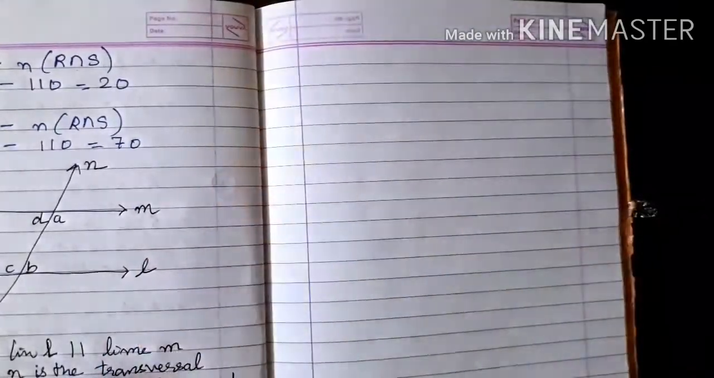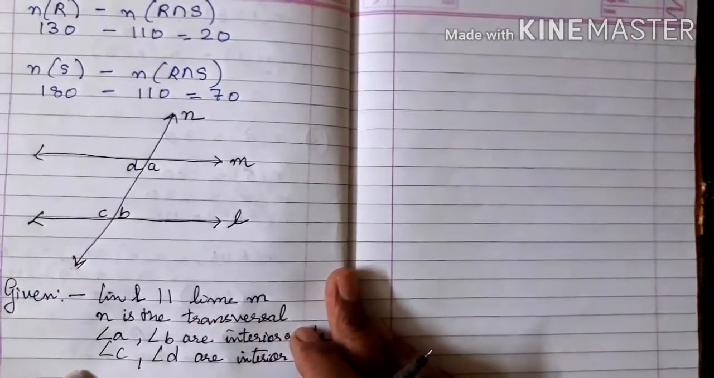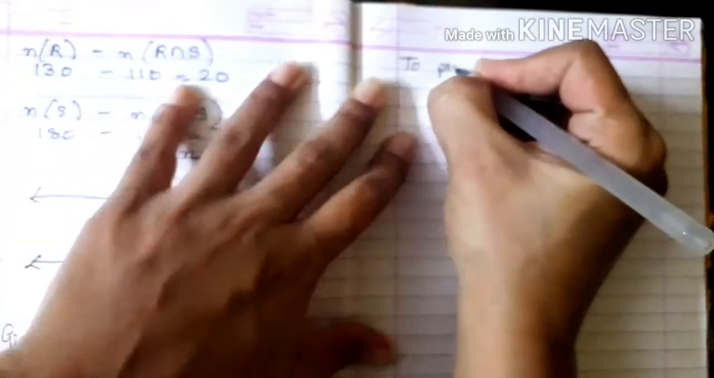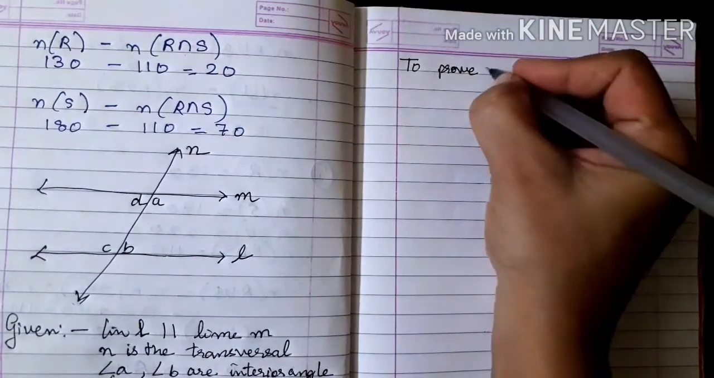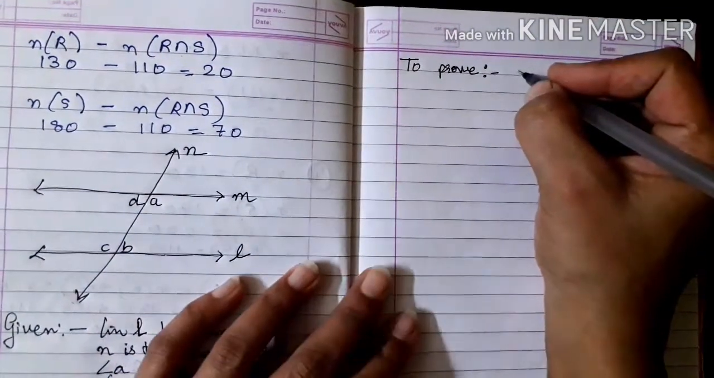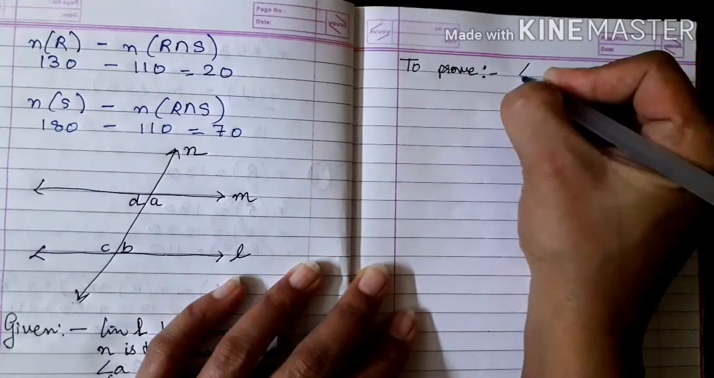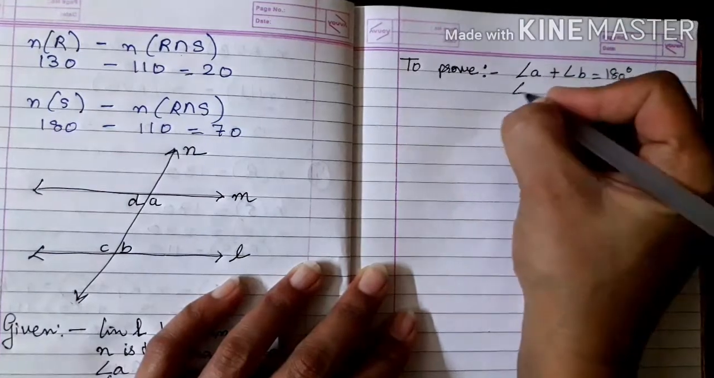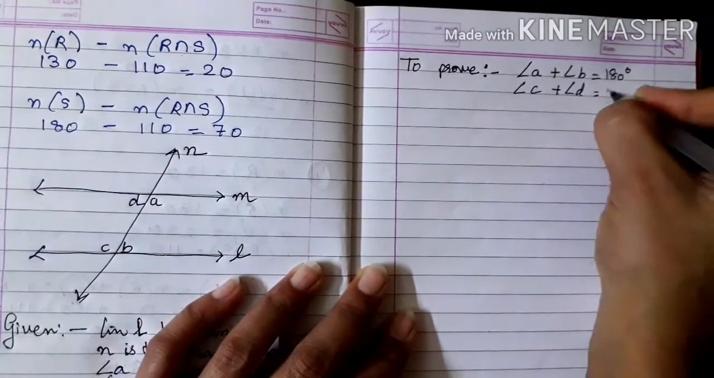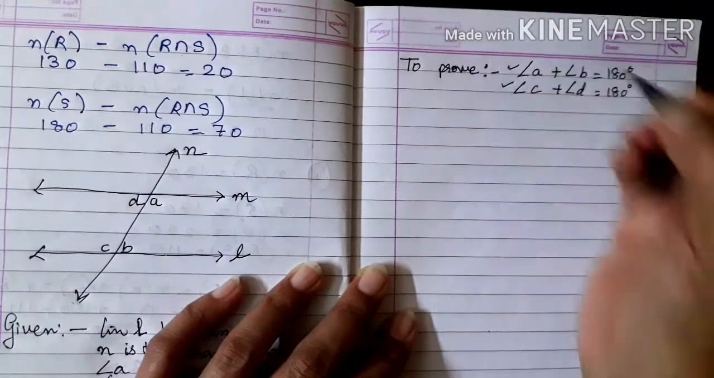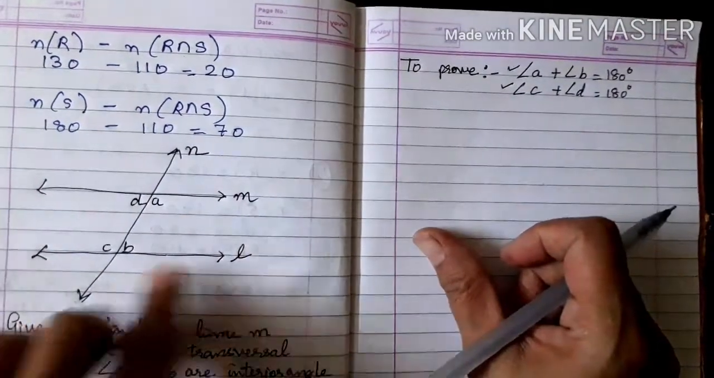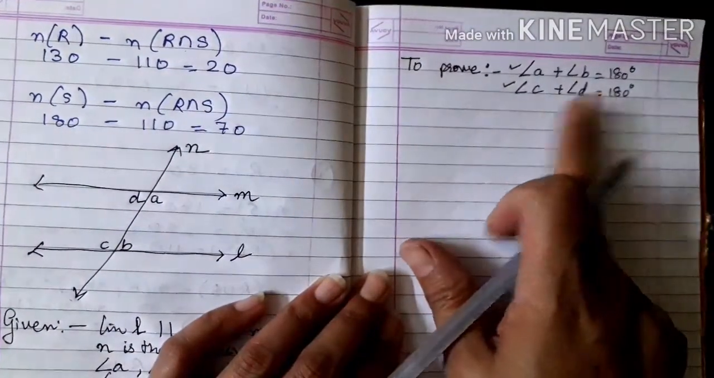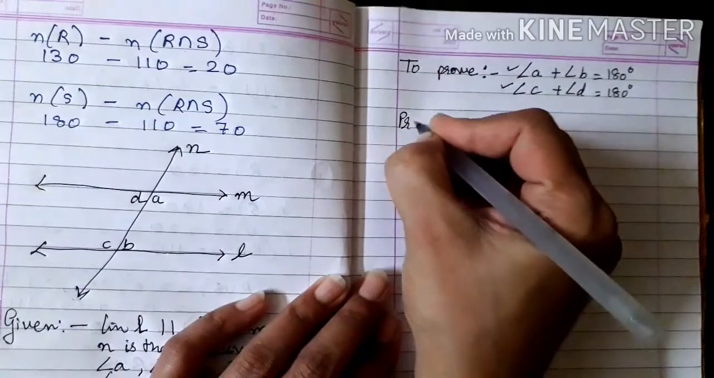First we have to write the diagram, then the given, then to prove. In this, we first write what we have to prove. We have to prove angle A plus angle B is supplementary and angle C plus angle D is also supplementary. These are the two pairs of interior angles that we get from this diagram. So we have to prove that they are 180 degrees. In this way, we write to prove. Then we have to write the proof.